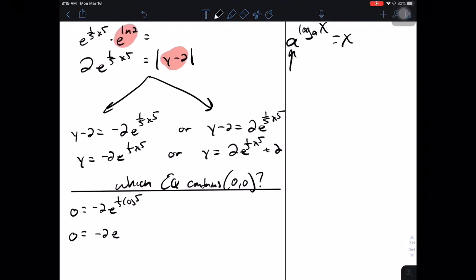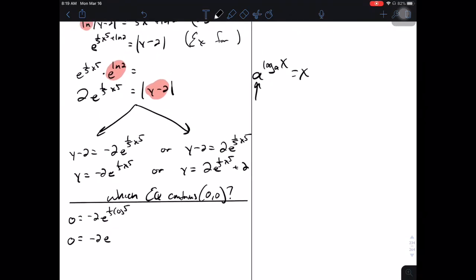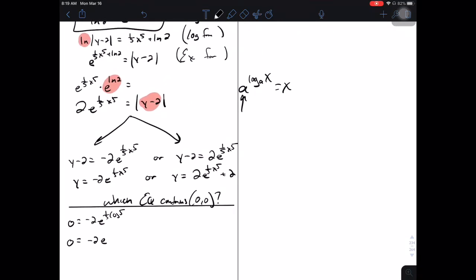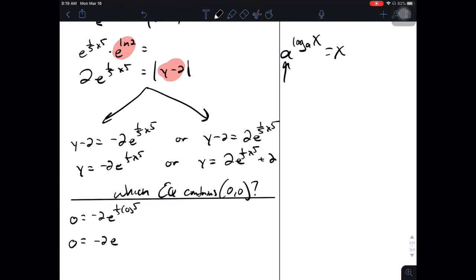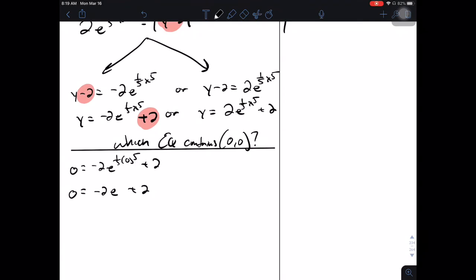You know what? I apologize. I forgot to put the plus 2 here. Let me highlight that. We had a minus 2 here. We add 2 to both sides. We get a plus 2 over here. 1,000 pardons. 1/5 times 0 to the 5th is going to be 0.